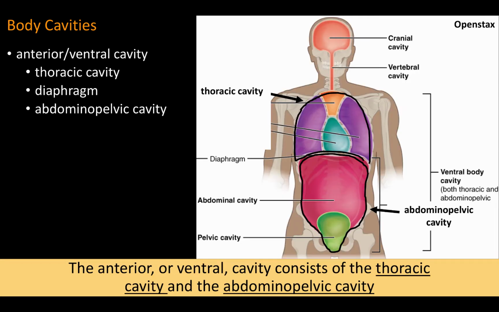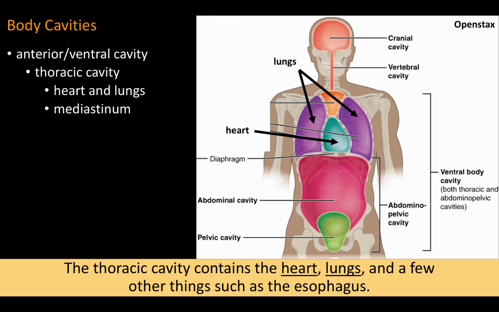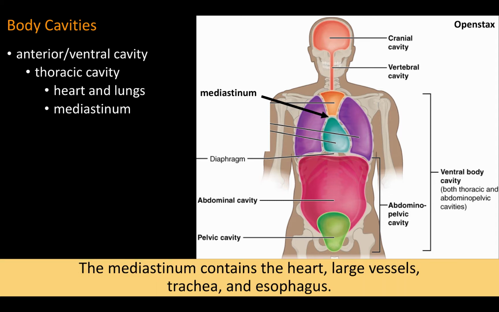The anterior, or ventral cavity, consists of the thoracic cavity and the abdominopelvic cavity. The diaphragm, a muscle used for breathing, separates the thoracic cavity from the abdominopelvic cavity. The thoracic cavity contains the heart, lungs, and a few other things such as the esophagus. The portion of the thoracic cavity that does not contain the lungs is called the mediastinum. The mediastinum contains the heart, large vessels, trachea, and esophagus.